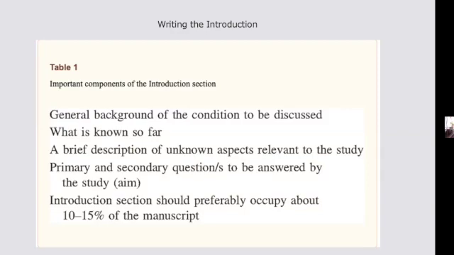So what are the important components of your introduction section? Number one is that there should be a general background of the condition that you are discussing. To do this, you have to say what is known so far about your topic. So as early as your introduction, you should already be discussing what is going on with this topic. Like who are the people talking about this topic? What are they saying? Where do I come in this study, in this kind of discussion? That is how you create your introduction.